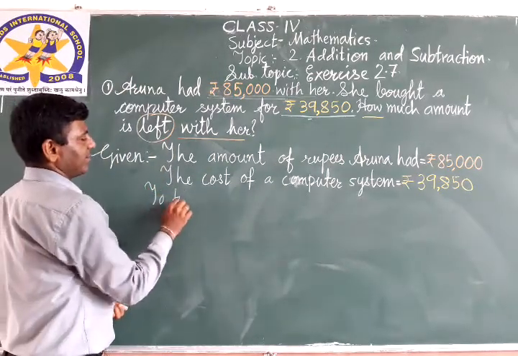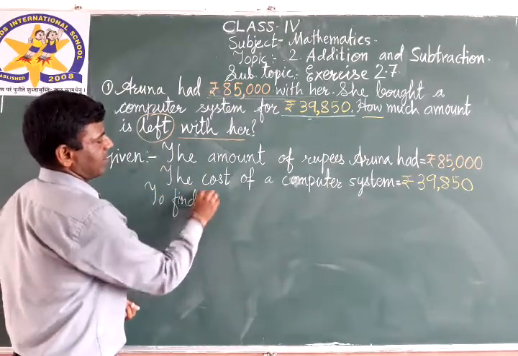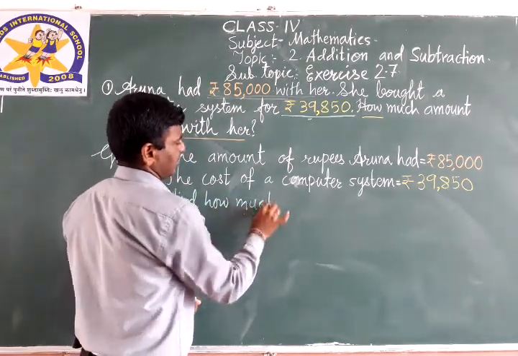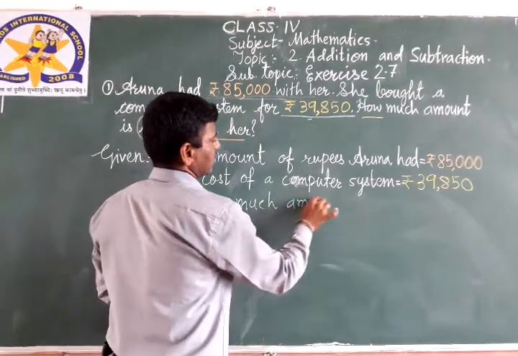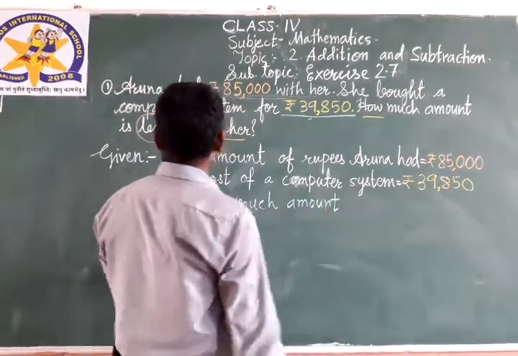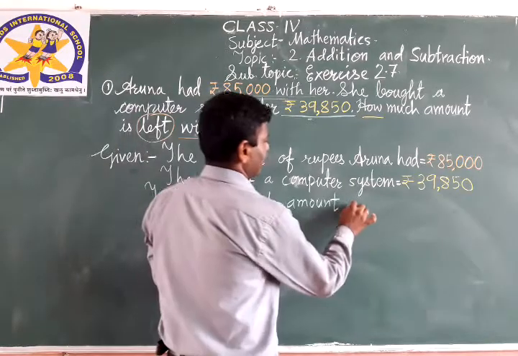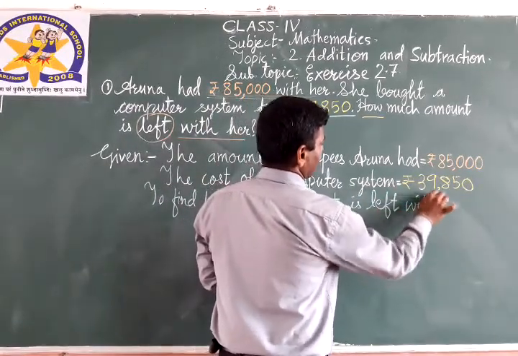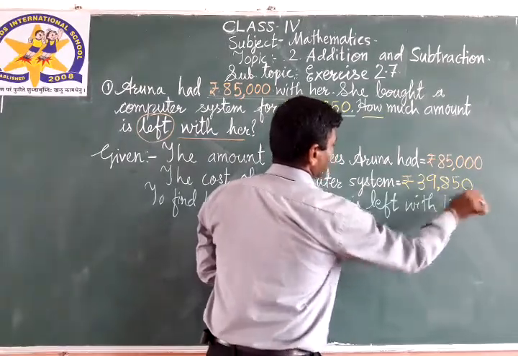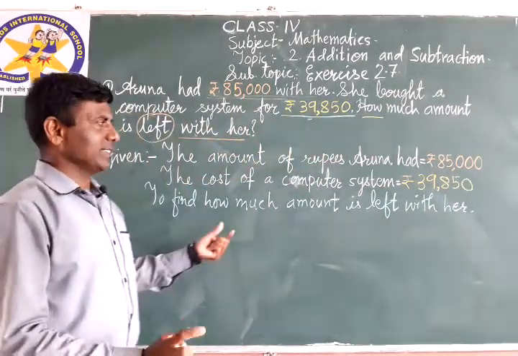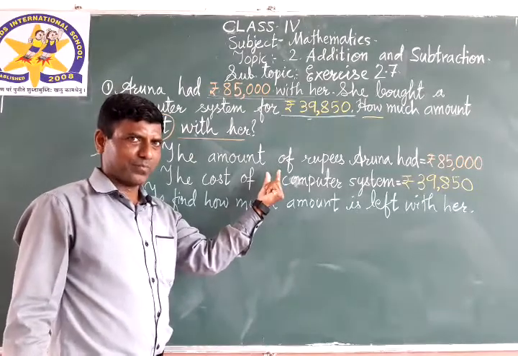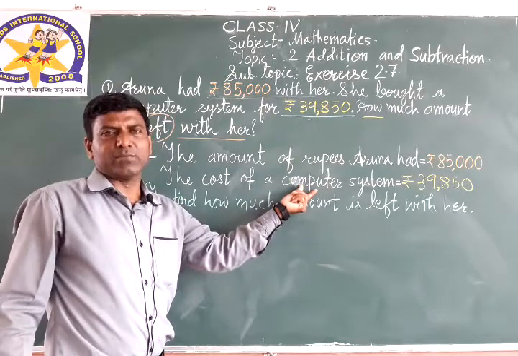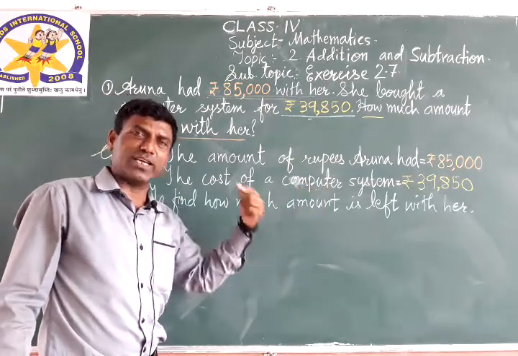To find how much amount is left with her. This we have to find out. Understand what is given in the problem. Two things are given: how much money she has, and how much she spent to buy the computer system.